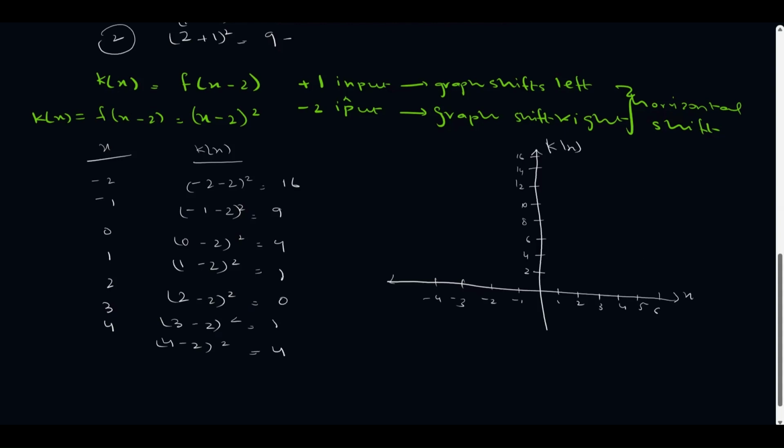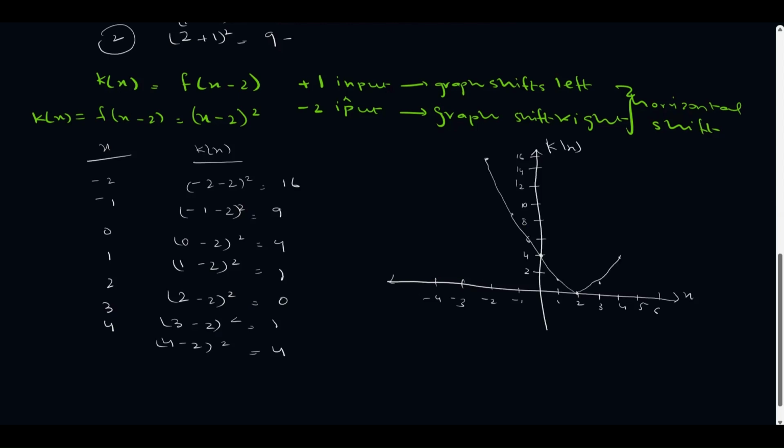Now let's try to plot this. At -2, we have 16. So on the very top, at -2, we have 16. At -1, we have 9, which will come around here. At 0, we have 4, which is this. At 1, we have 1, somewhere here. At 2, we have 0. And at 3, we have 1 again. At 4, we have 4.